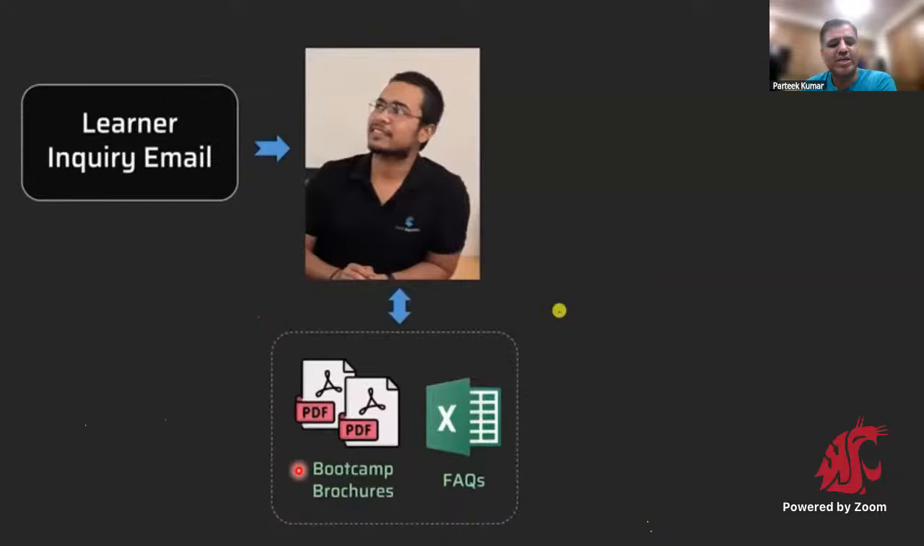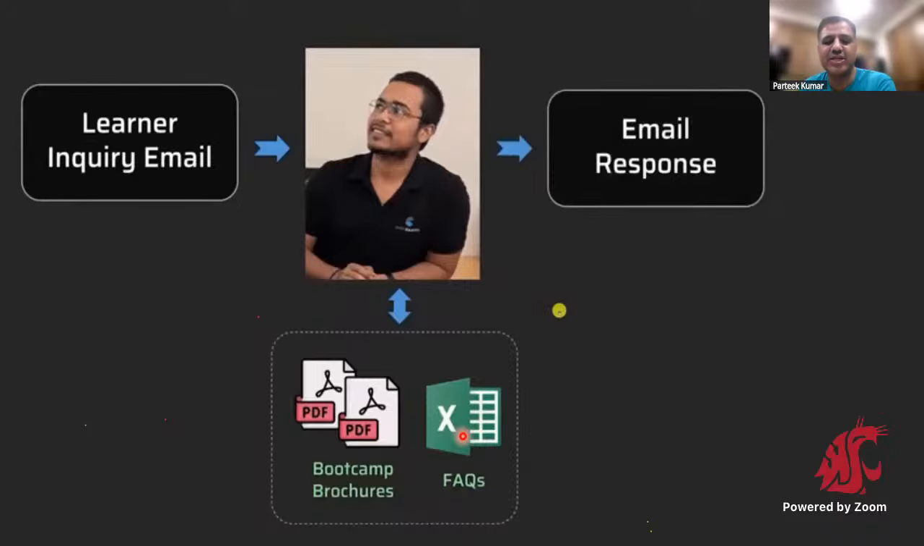So let's say someone is asking for the refund policy on a particular course. In order to answer that email, this person needs to have access to those bootcamp brochures and FAQs, so that he can know the policy well for those courses, and based on that, he can respond to the email. This is how a normal HR system works. There is one person who is responsible for answering all learner inquiry emails.